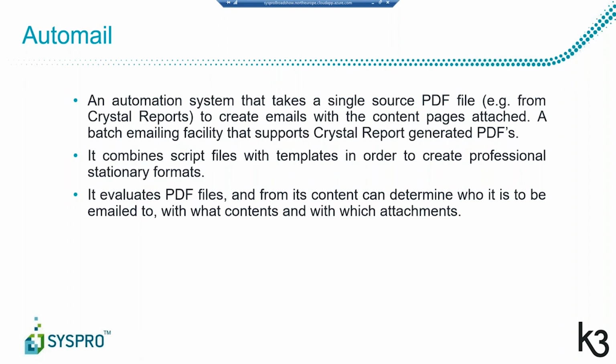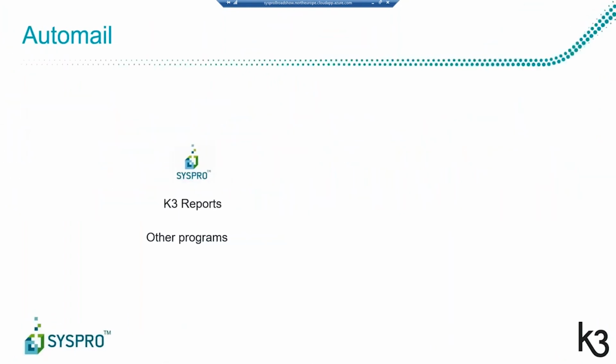Now, we talked about the fact that it's PDF documents. It doesn't really matter where that PDF document is getting generated, and that's really the power of it, because you can start with SYSPRO. You can even take a K3 report, because that's going to generate a PDF for you, as Nick just showed. You may have additional programs within your ecosystem that may still also need to get distributed out.